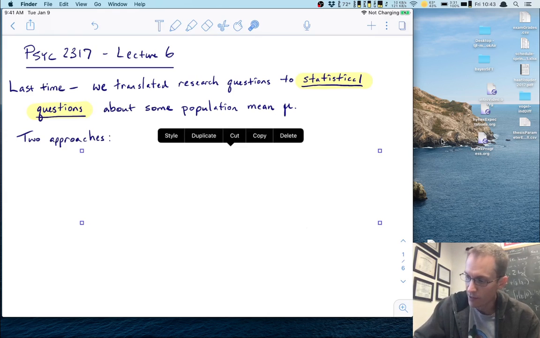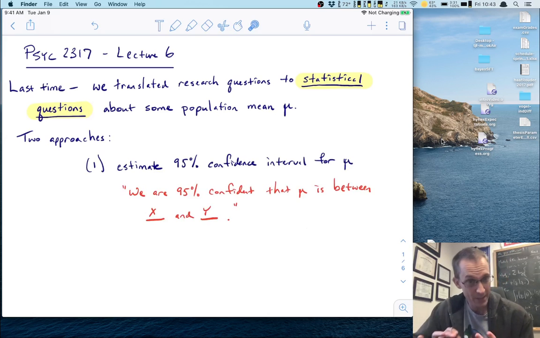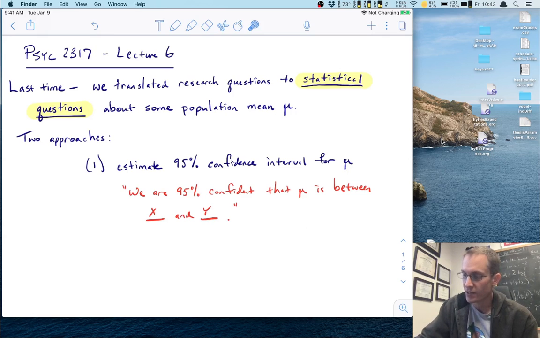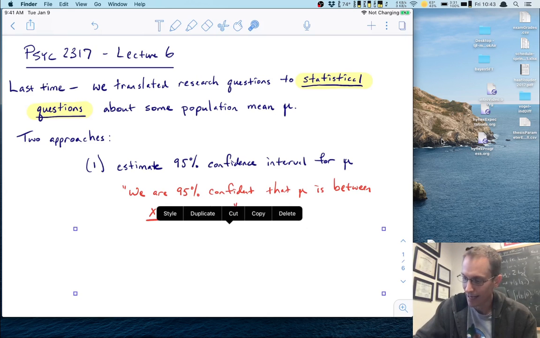The two approaches were this. The first one was an estimation approach, where we learned how to estimate a 95% confidence interval for mu, so that we could say things like, we are 95% confident that mu is between some number x and some number y. And so that's how we interpreted our questions about mu in that light.